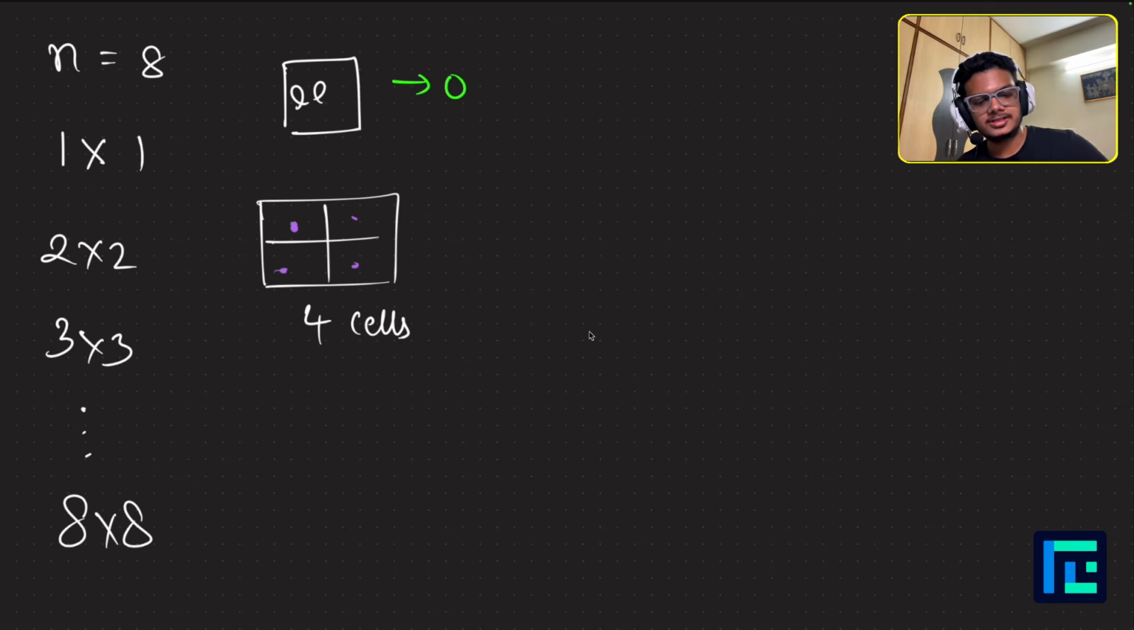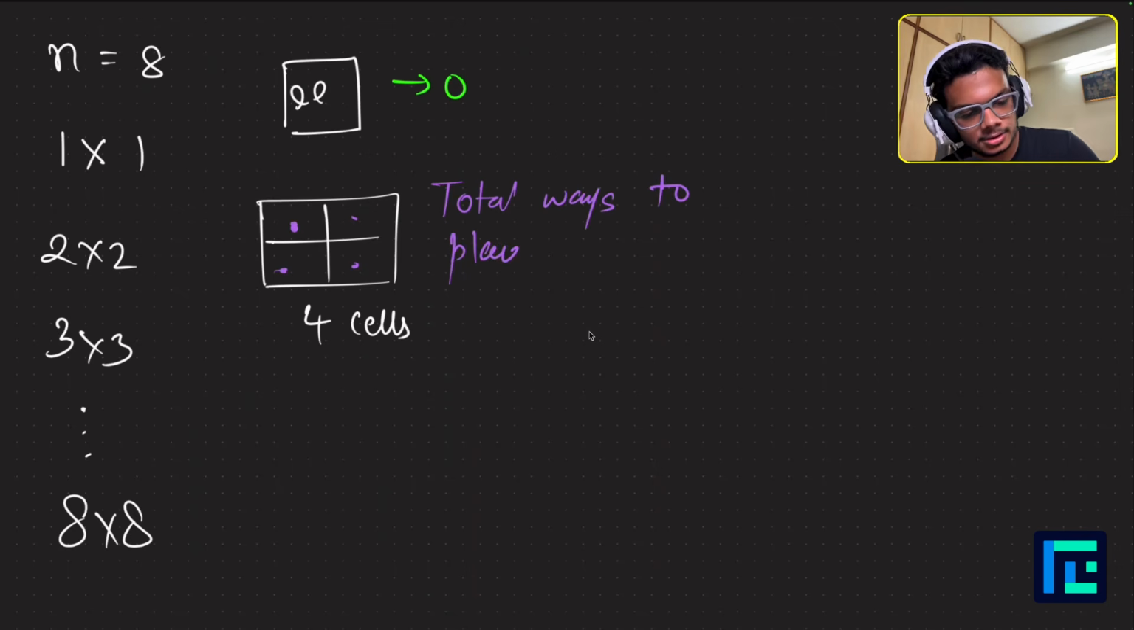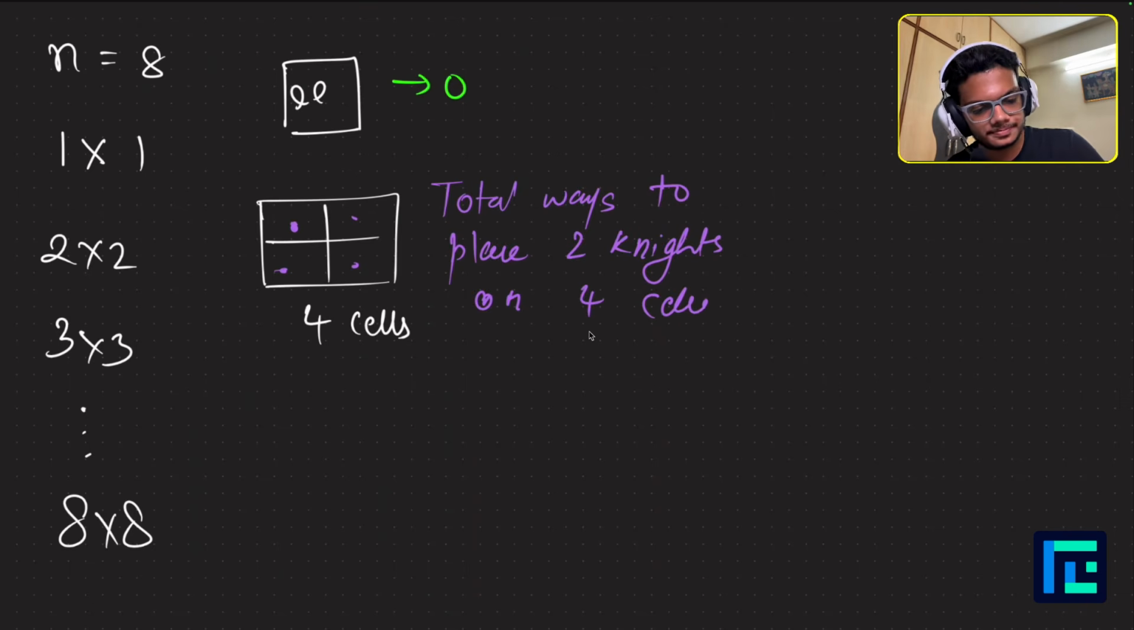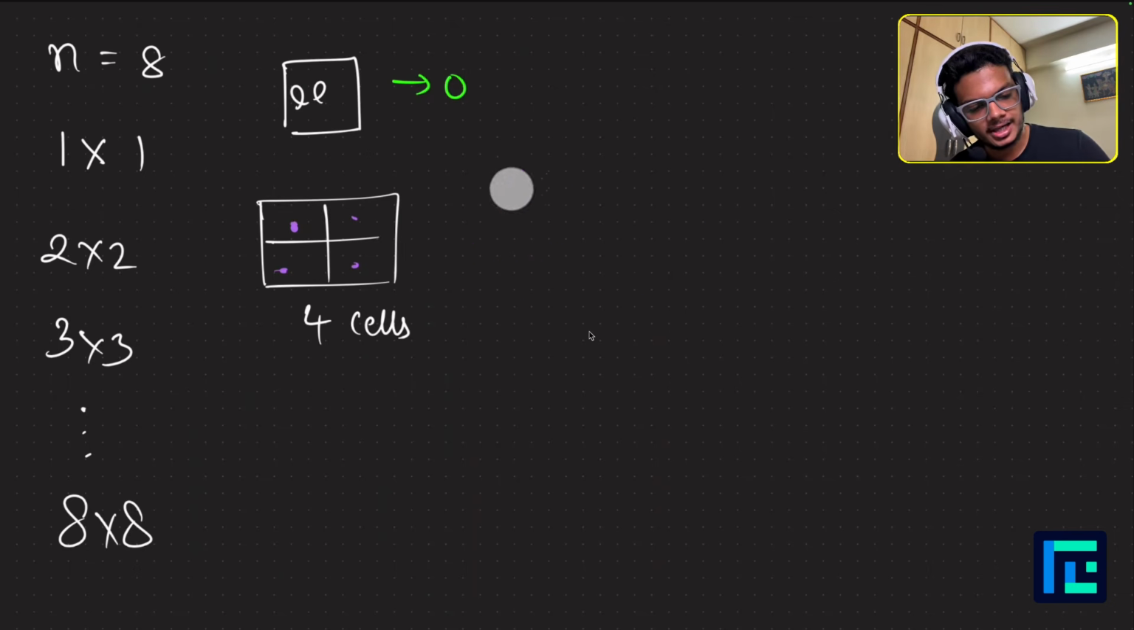In the sense, your answer is simply total ways to place 2 knights on this chessboard, like a 2 by 2 chessboard, or you can say on 4 cells, right? Or if I want to simplify it, you have n positions to choose from, in all n positions, and you have to select 2 positions to place this knight.